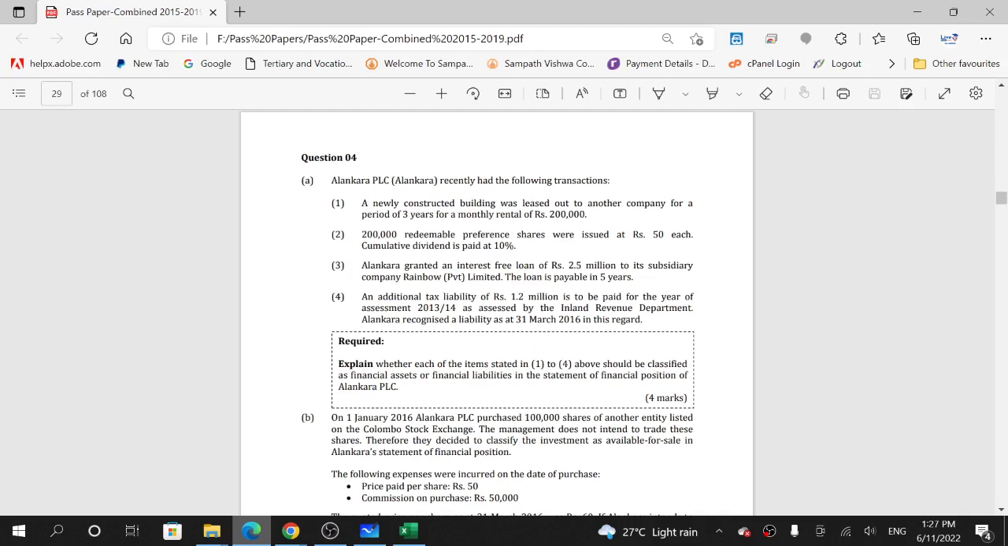Right. So here, what you want to do is a newly constructed building, right? So we have leased out. We have leased out in the sense Alankara has a responsibility, a commitment to give them the space of the building for them to use, right? But for that purpose, they will receive a consideration. That is not a financial liability. That is because they are providing this as their normal service.